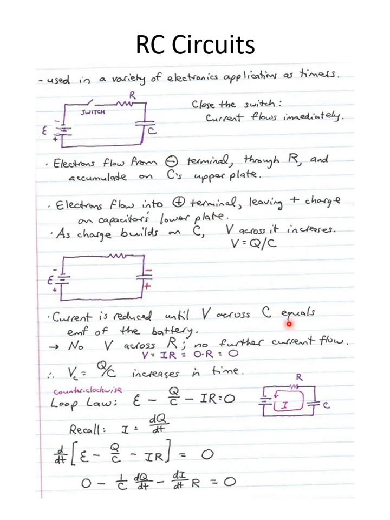And at that point, if the voltage drop across the capacitor is the same as the battery, what we can infer from that is that there's no voltage drop across the resistor, which means there's no further current flow. Because by Ohm's law, voltage drop across the resistor is current times resistance, but there is no voltage drop, and so that means that the current is zero. The voltage across the capacitor increases as time goes on.